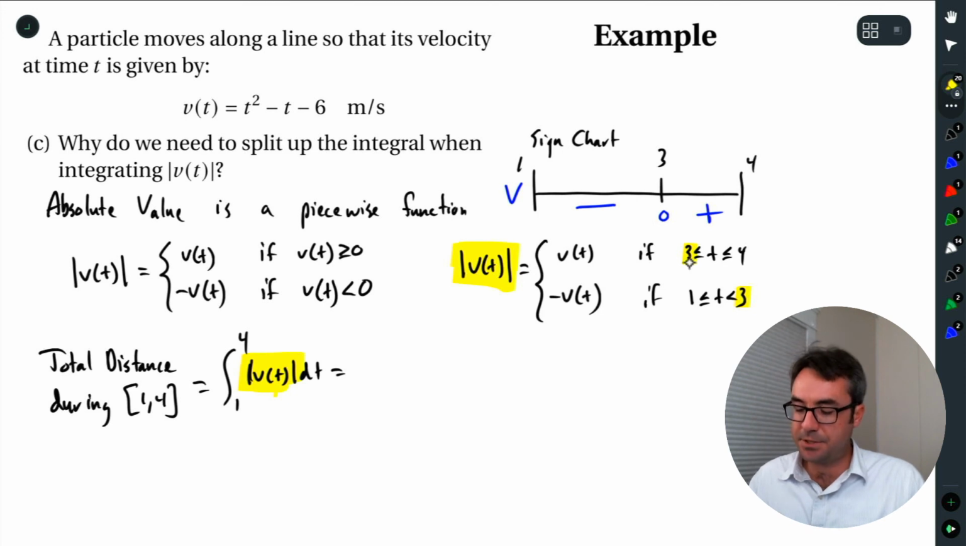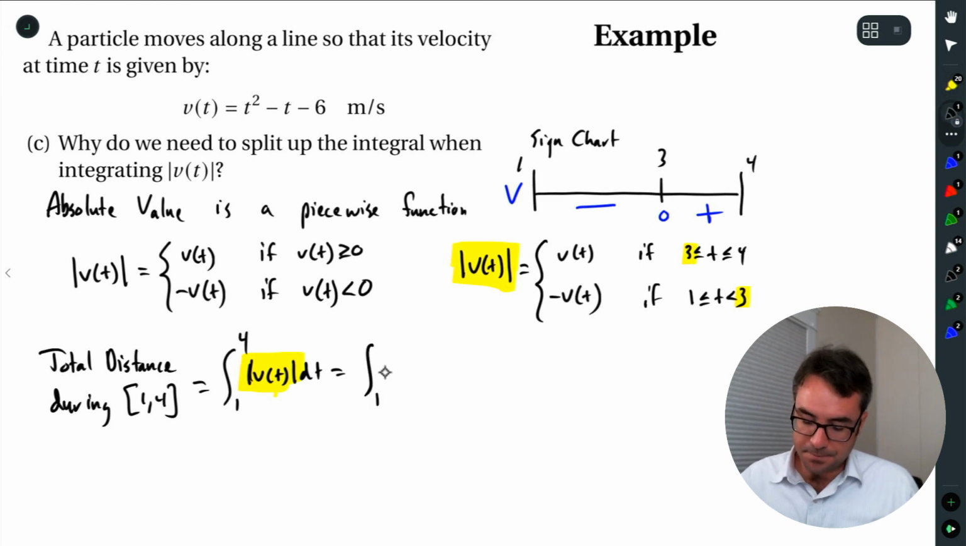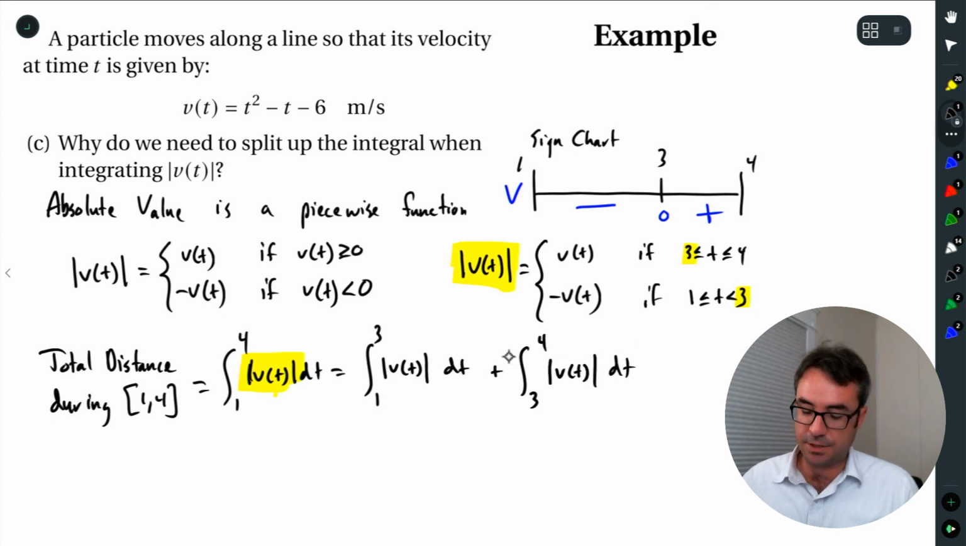So we see that our piecewise function here splits up at 3. So if we were going to do this, we would integrate from 1 to 3. And then separately, we would integrate from 3 to 4. And this is the way you handle a piecewise function. You have to split up the integration based on where those pieces split up.